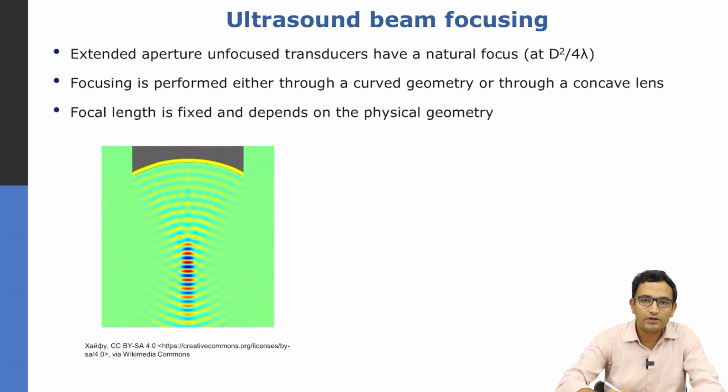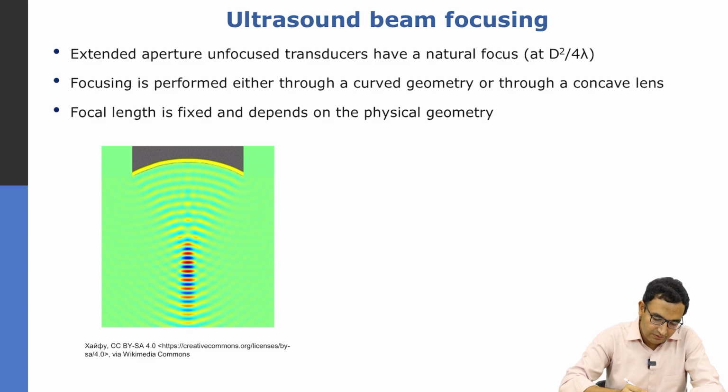Now let's talk about ultrasound beam focusing. If you remember, if you have an extended aperture piston transducer, even though you have not applied any geometrical focusing or a lens, there is a natural focus at a distance of d square by 4 lambda. We discussed this in a previous class. Now for a single element transducer, if you want to create a focused transducer, the only way is either to have a curved or concave geometry for the transducer, or to use a lens. However, once you put the lens or assign the geometry, the focal length is fixed and depends primarily on the geometry.